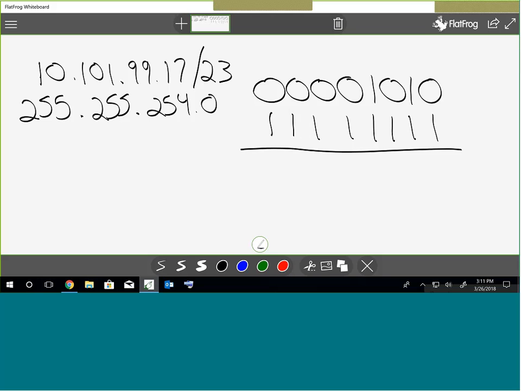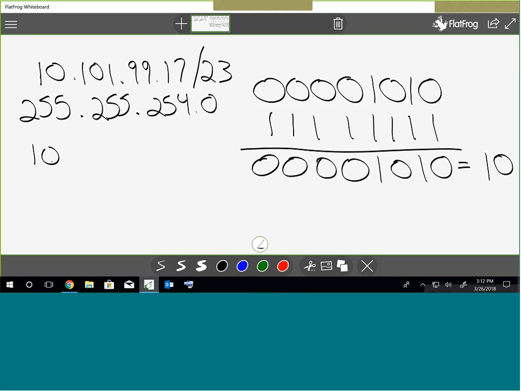Now let's AND these. What's a 1, a 0, and a 1? 0, 1, 1, 0, 0, 0, 1, 0, 1, 0, right? Yeah. Guess what fell through? 10. Right? So in the first octet, since we ANDed, it's 10.